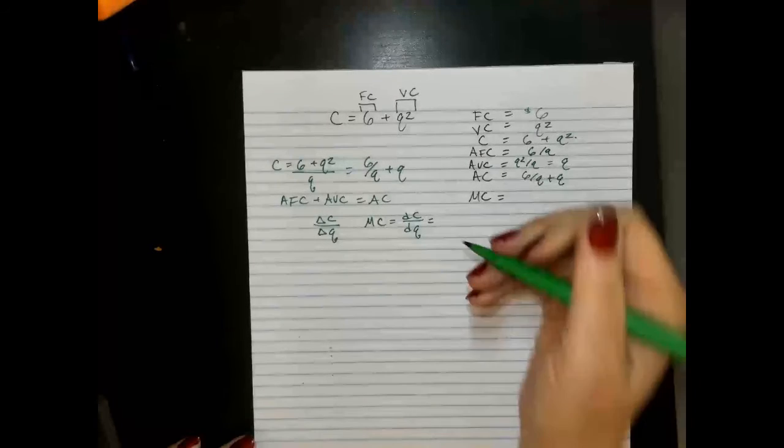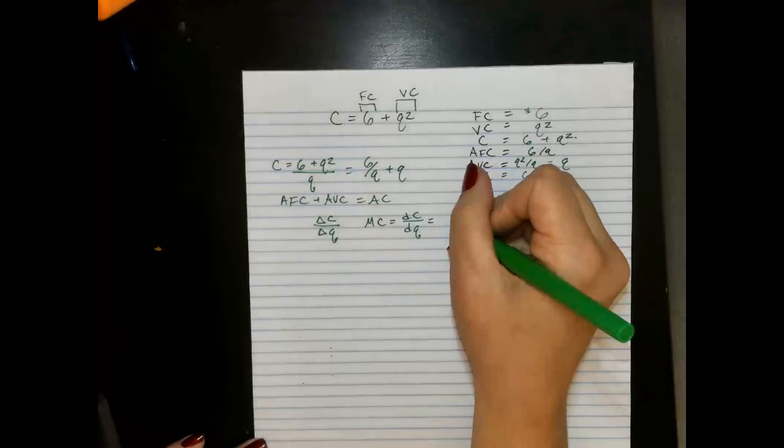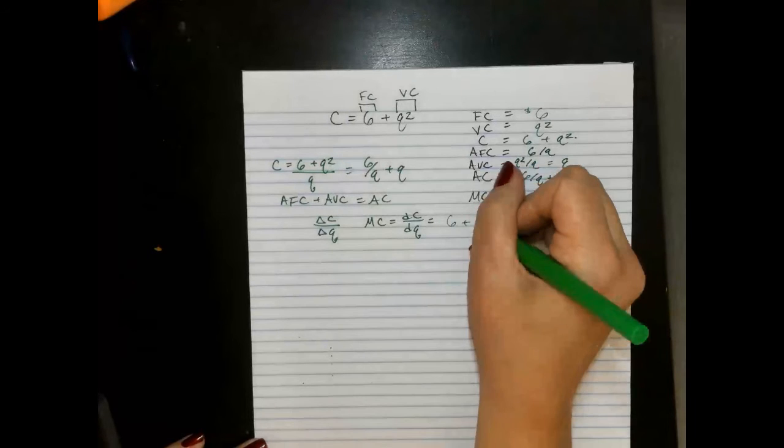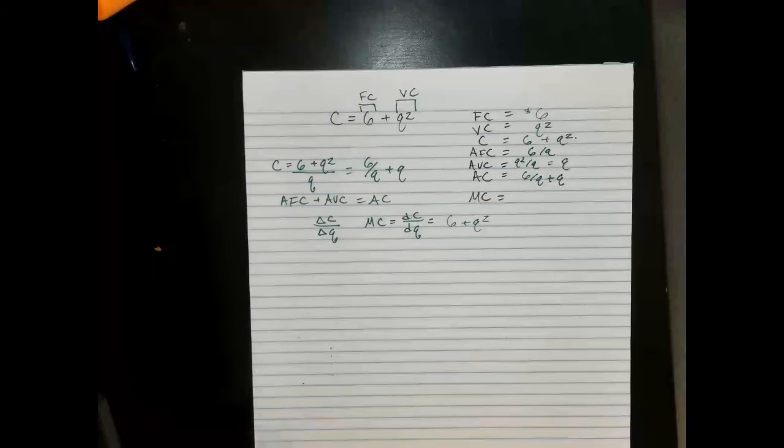So when we take that partial derivative, what we're going to do is we have our equation here, 6 plus q squared, and we're going to get 2q. Let me grab a pen to kind of show this relationship. We're going to cancel out any constants that don't have a q associated with it.